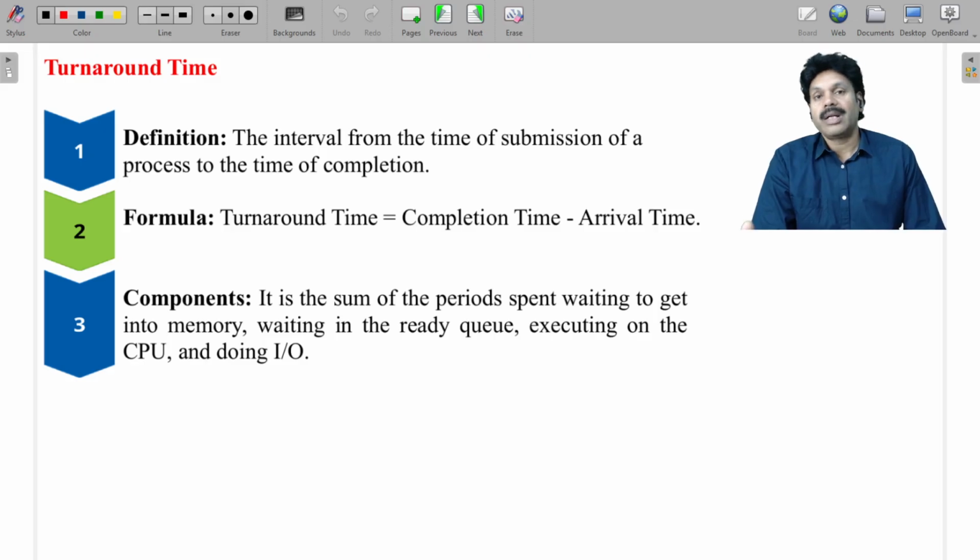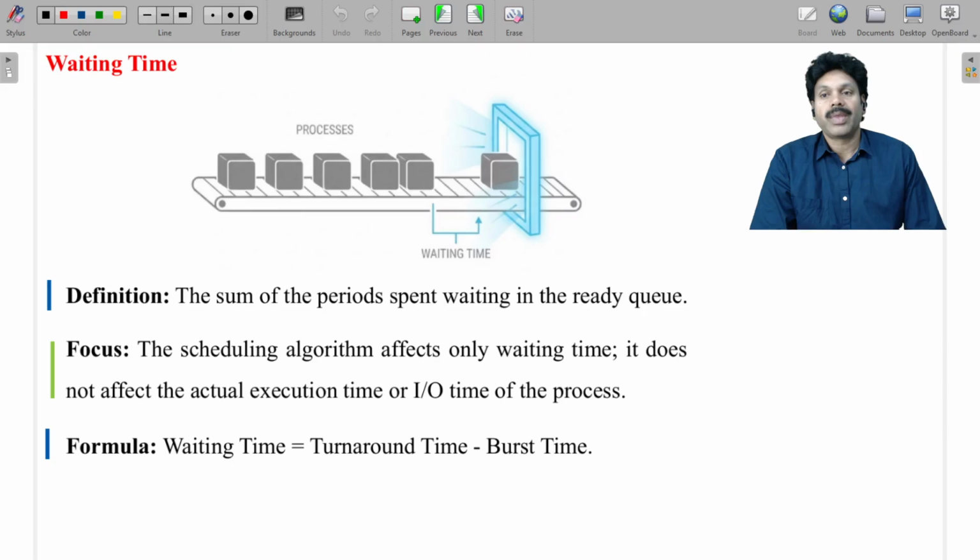And that's why turnaround time indicates exit time minus entry time. And what is the waiting time? A process entered at so and so time and it left the CPU at so and so time. The difference between that is nothing but waiting time.